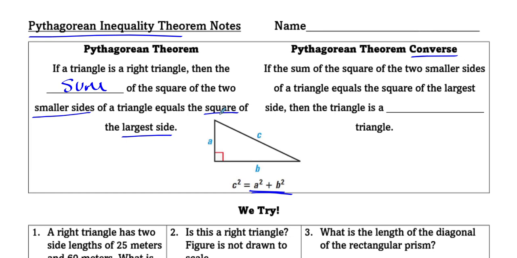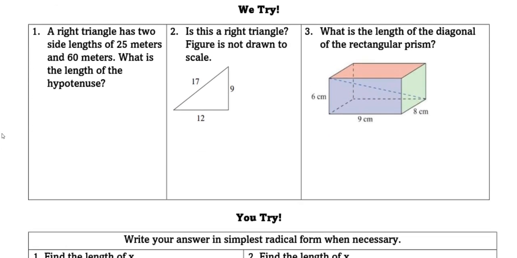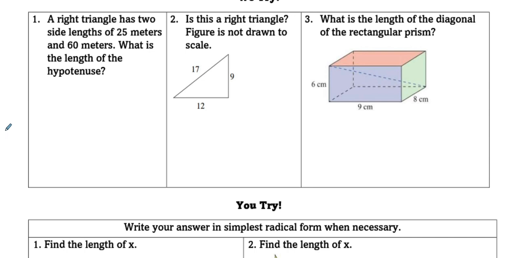Its converse says that if this equation holds true, if the sum of the square of the two smaller sides equals the square of the largest side, then the triangle is a right triangle. So it's really just that statement backwards. So we can show that a triangle is a right triangle if it holds in this equation. So we can use the Pythagorean theorem to find a missing side. We can also use it to justify that a triangle is in fact a right triangle.